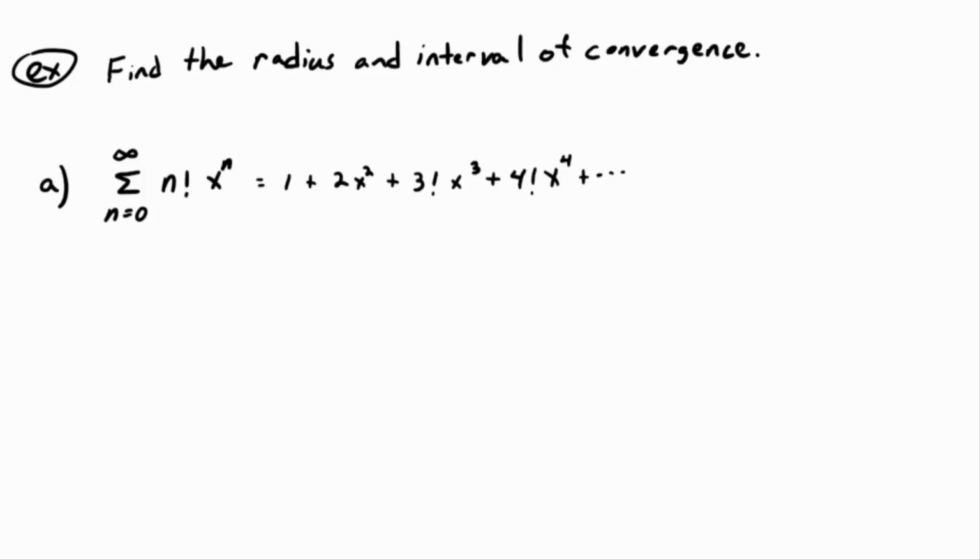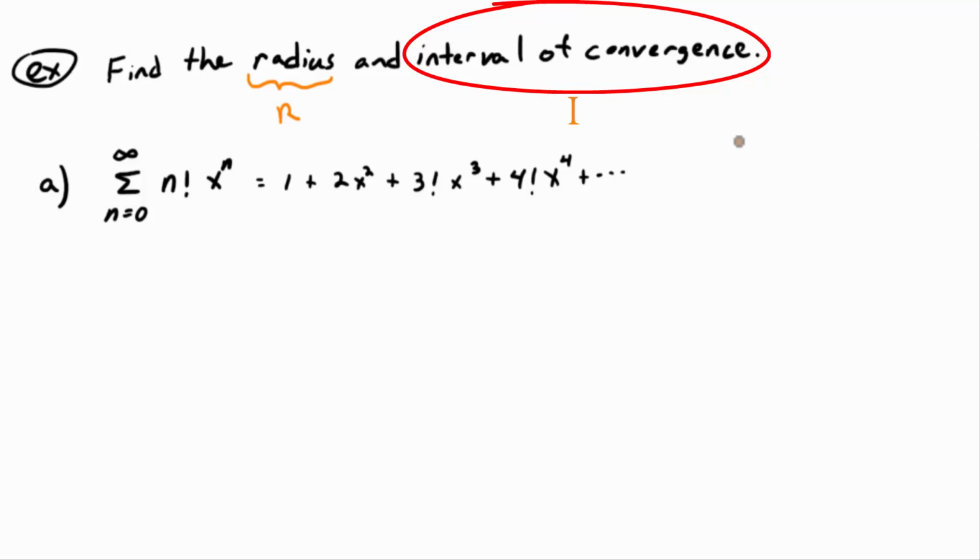The first thing you're going to need to know how to do with a power series is find the radius of convergence, that's uppercase R. And you're going to want to be able to find the interval of convergence as well. So we have, in part A, the sum n equals 0 to infinity, n factorial times x to the n.